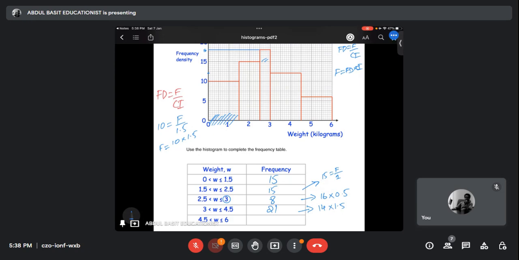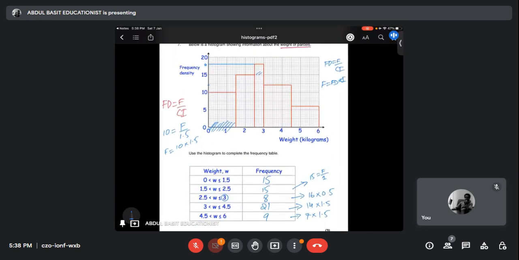Last one. The FD is 7. So 7 multiplied by the class interval, 6 minus 4.5, so there are 1.5 values. So 6 multiplied by 1.5. So the answer is 9.